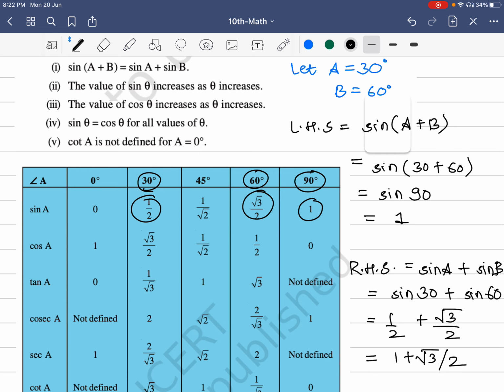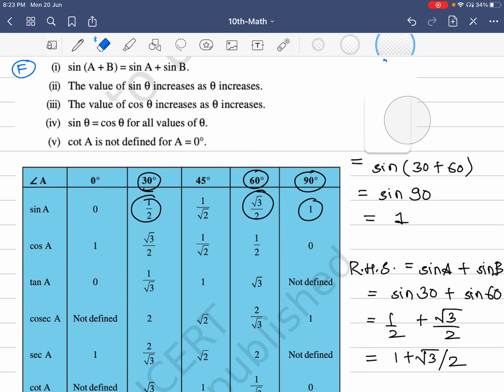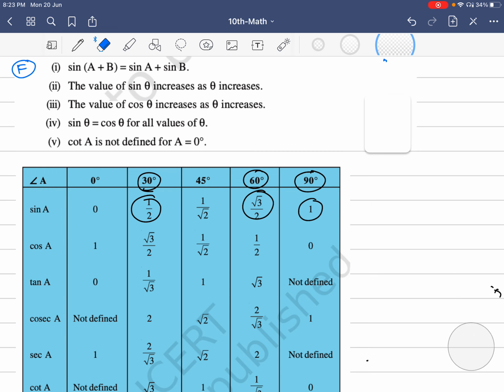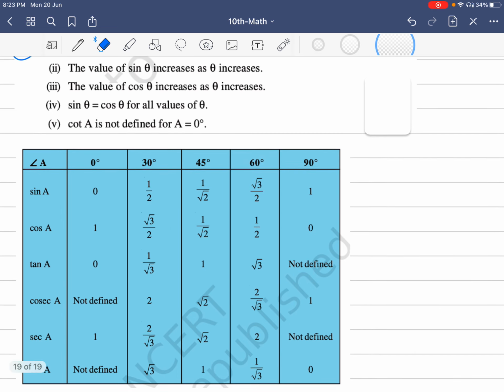Yes, let's make a note here. Let's use a different color. So statement number 1 is false. I'm just going to write F. Now let's clean this up. Now let's go to statement number 2.